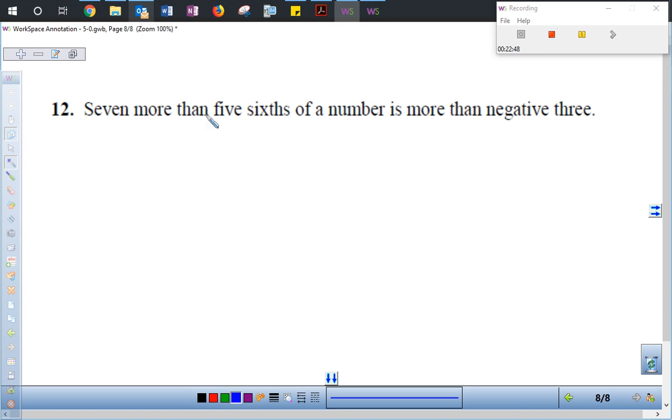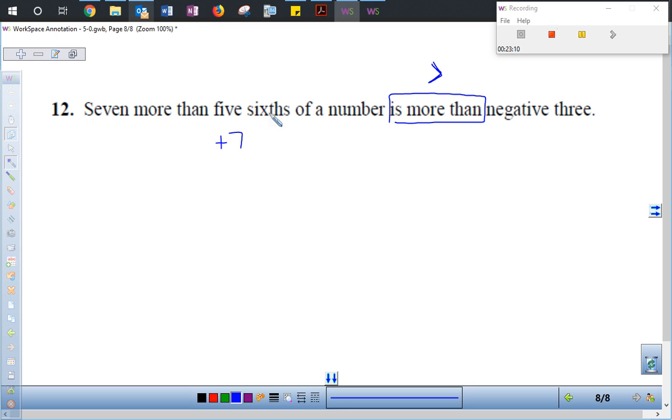On number 12, 7 more than 5/6 of a number is more than negative 3. So remember, more than means plus at the end. Is more than represents our symbol. So is more than is just going to be a very basic greater than symbol. 7 more than means we're adding 7 to the end.